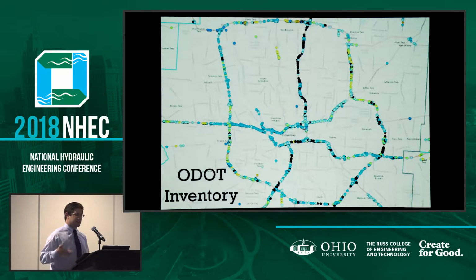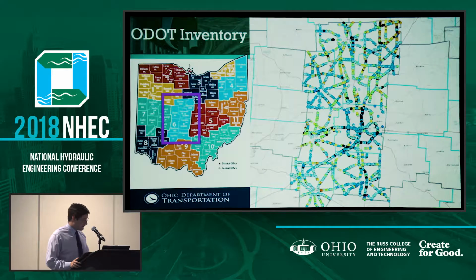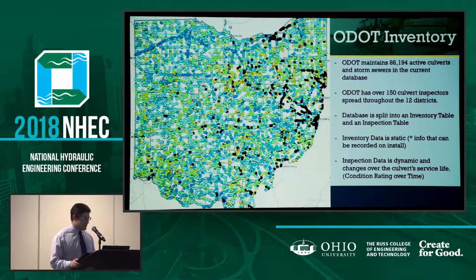Okay, so I'm just going to zoom out to give you an extent of how much data we have. Each one of these dots is a culvert or storm sewer. This is just the belt loop of Columbus. Then you zoom out more, and you can see District 6. As you can see, there are lots and lots of points, and it's getting kind of out of hand. And when you finally get to Ohio, we have an absolute ton of culverts.